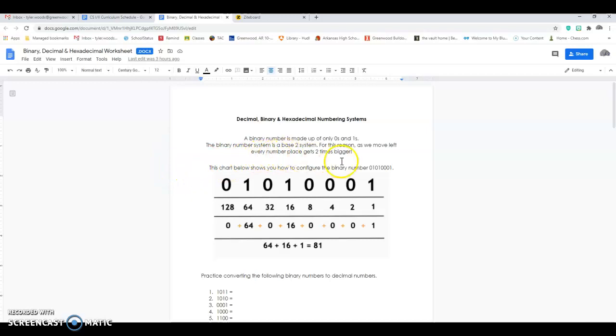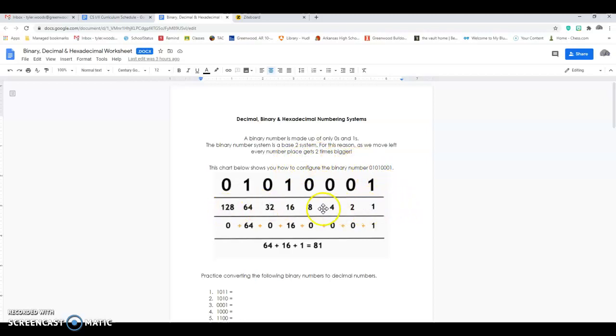But basically a binary number, meaning 2 options. A binary number is made up of only zeros and ones. That's machine language. It's the lowest language, the language that computers can really understand. So the binary number is a base 2 system because there's only 2 options. There's a 0 or a 1. For this reason, as we move left, every place number gets 2 times bigger.